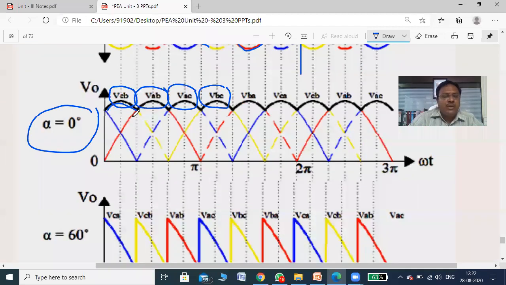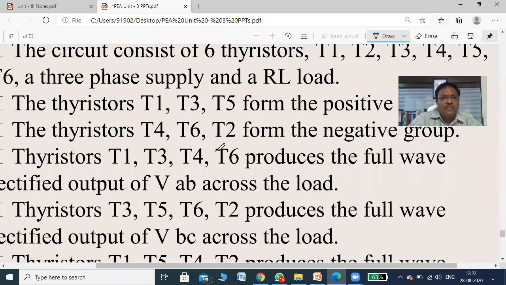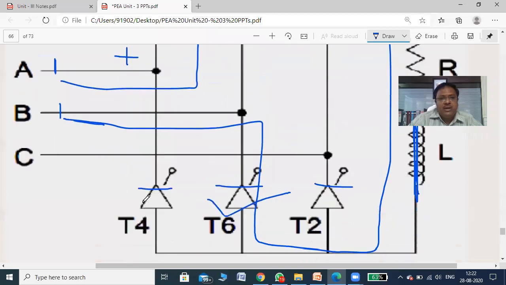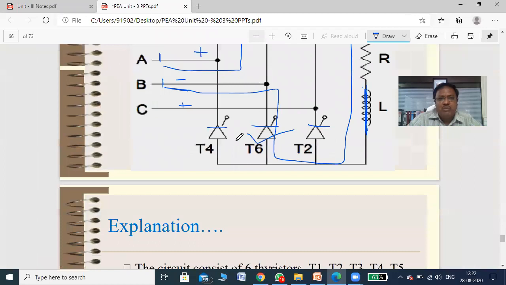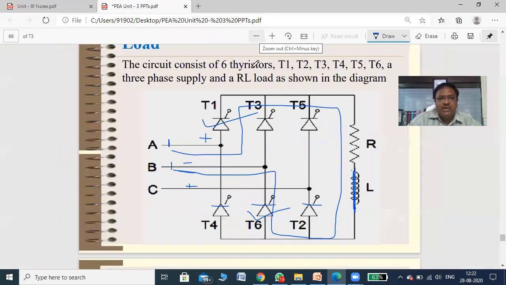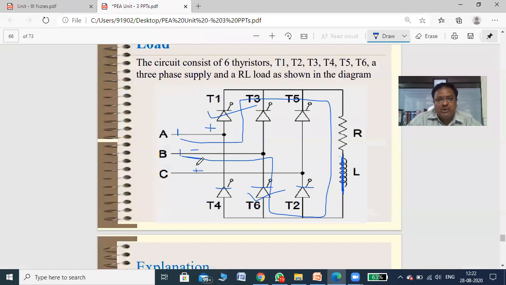So VCB means that C is more positive and B is negative. So if C is positive, then first we will start as per the waveforms available with us. C is more positive as compared to B. So if C is positive, then T5 is in conducting mode, and at the same time B, that is T6, is also in forward bias condition.